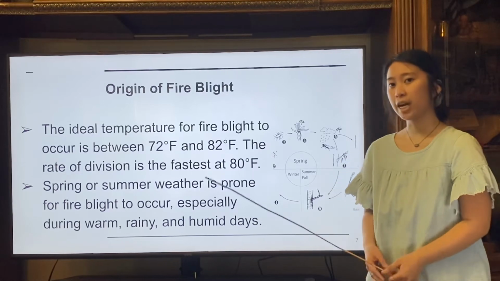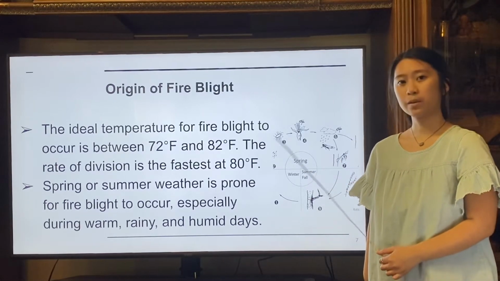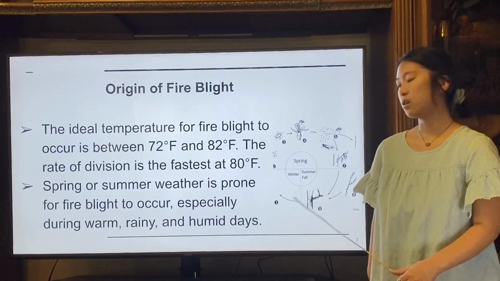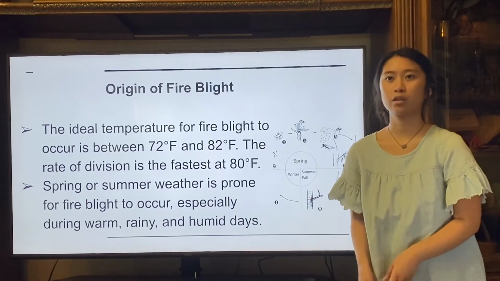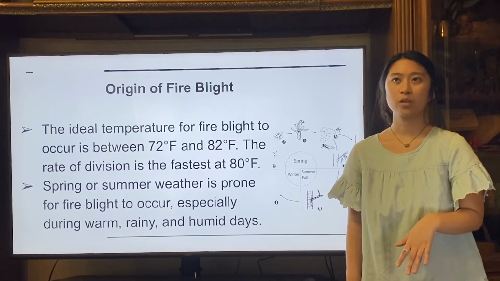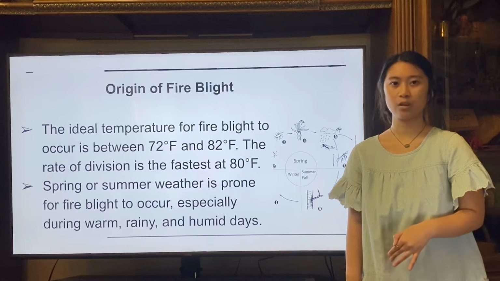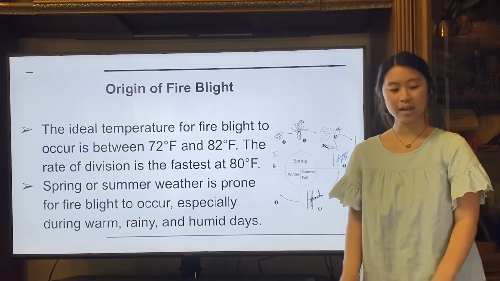And as you can see in the diagram right here, it is typically in the springtime when it's most active and a little in the summer, not as much in fall and winter, which are the dormant seasons, as that is when the weather is typically colder and dry, so the cells can't split as fast.